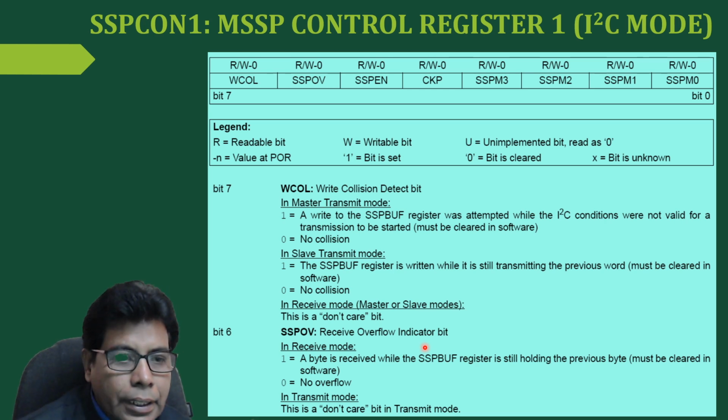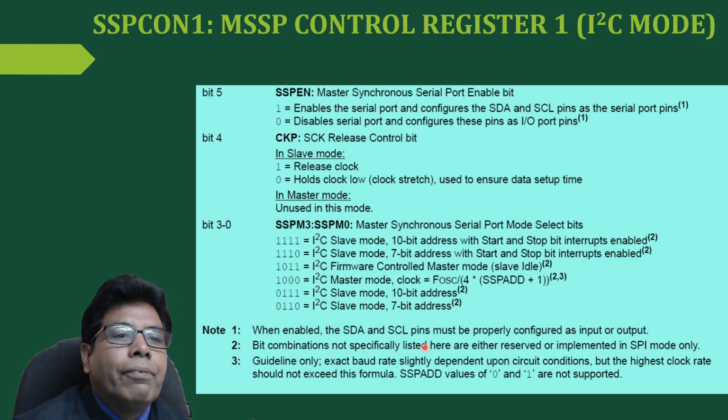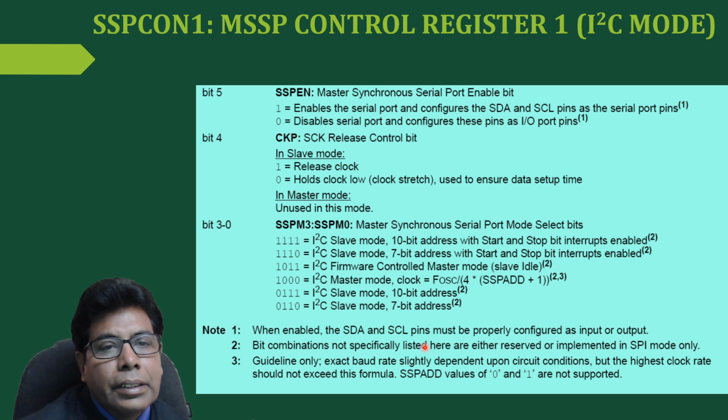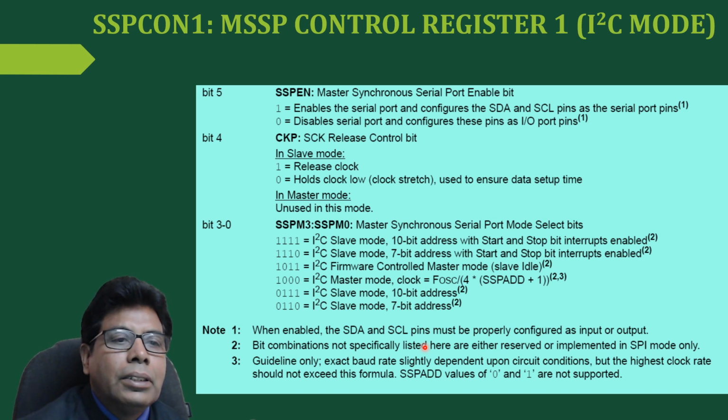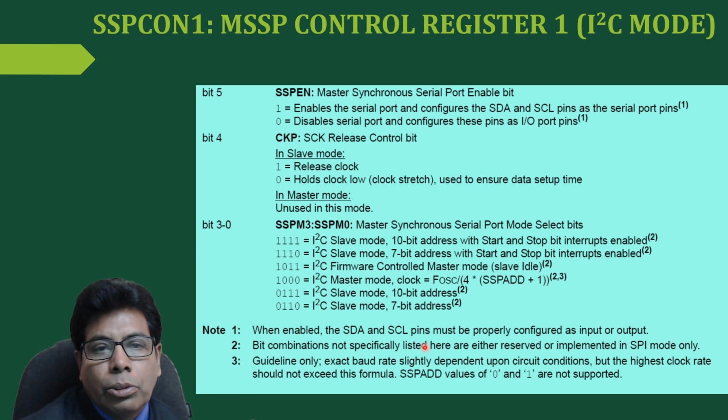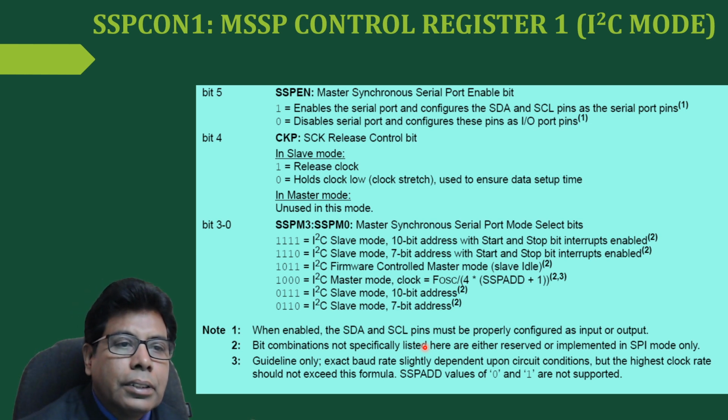Then let us go to the next bit, bit 5, SSPEN, that is the Master Synchronous Serial Port Enable bit. So this enables the serial port and configures the SDA and SCL pins as a serial port. It's an important bit. And 0 means it will disable the serial port and configure these pins as IO port, so RB0 and RB1, that functionality.